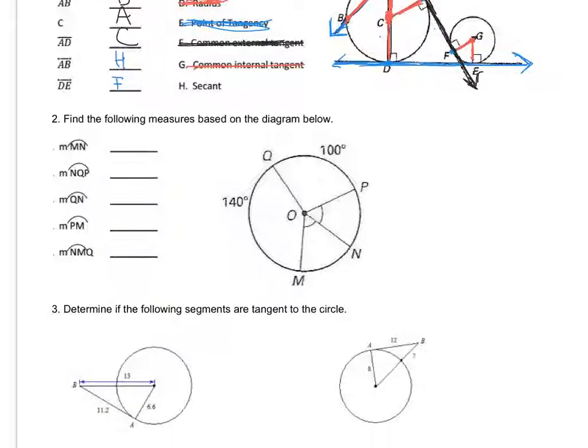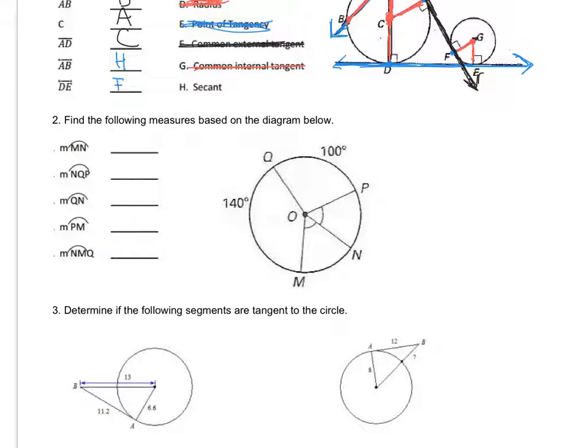Okay, for number 2, we're going to try to find the measures of the following angles and arcs based on this circle below. So it says find the following measures based on the diagram below. The first one says arc MN, which is this one here, and then we're going to do arc NQP, so we're basically going to get a lot of them. Now you'll notice that these have these congruence marks, which means this angle is the same as this angle, so that's important.